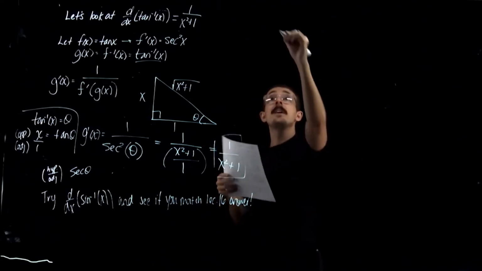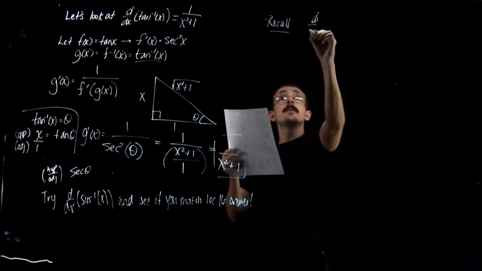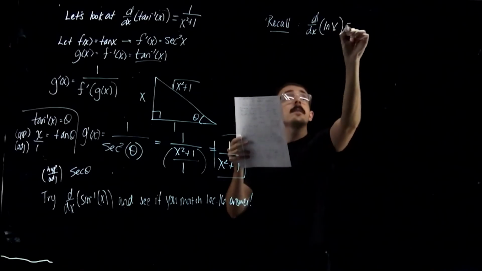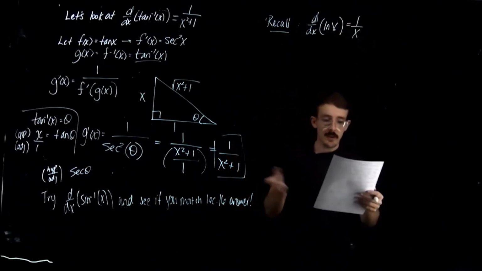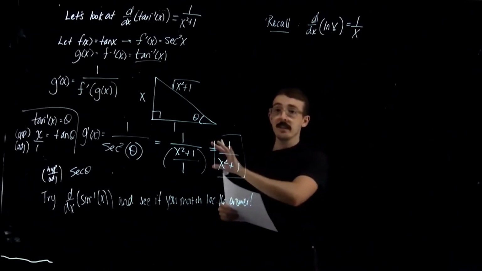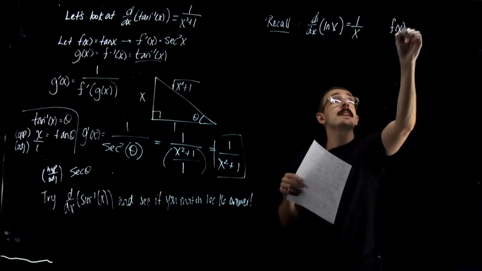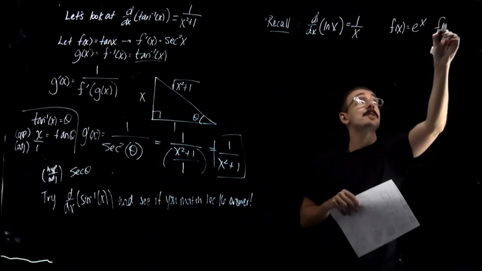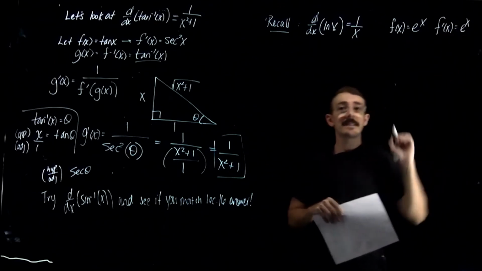Let's do another one. So recall the fact that the derivative of ln of x, we proved that that was 1 over x using implicit differentiation before. But let's now use this technique, which I think might be even more straightforward. So this time I'm going to say f of x is e to the x. The derivative of e to the x, you should know this one. This was back in lecture 11. This is just e to the x.